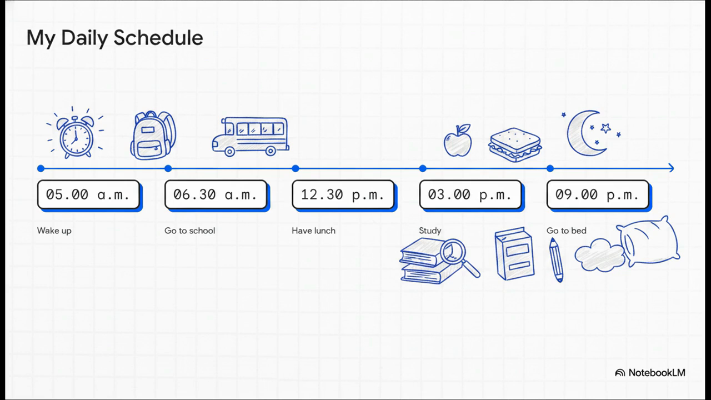Then, right in the middle of the day at 12:30, we cross over into PM territory for lunch. That's half past 12 p.m. Then the afternoon rolls on with some studying at 3 p.m. or 3 o'clock p.m. And finally, the whole day wraps up at 9 p.m., 9 o'clock at night when it's time to hit the sack. By connecting these specific times to things you actually do every single day, telling time stops feeling like a math problem and just becomes the rhythm of your life.